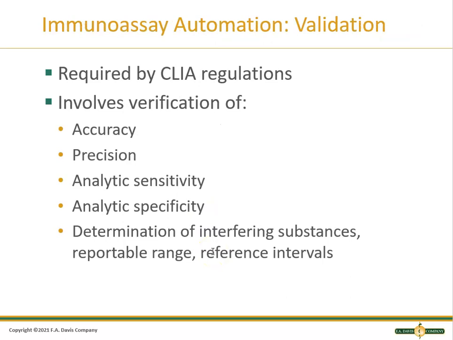So what we have to do for immunoassay automation, like the Vista, if it was running, is that all this is regulated by CLIA, the Clinical Laboratory Improvement Act. And what it says is that we have to validate. We have to say for sure that it's accurate, it's precise, it's analytically sensitive, and it's analytically specific. And what are the interfering substances? What is the linear range? What is the normal range?